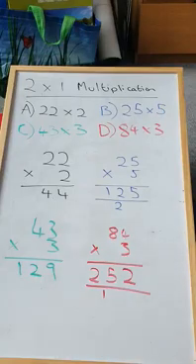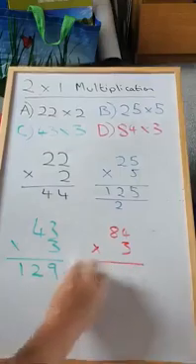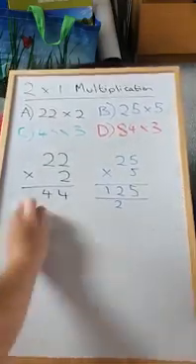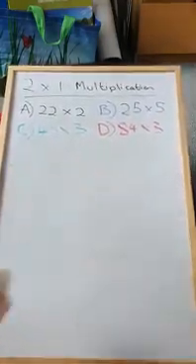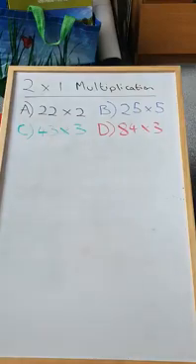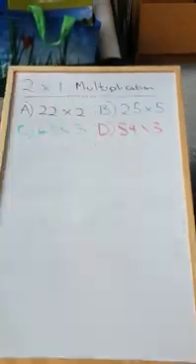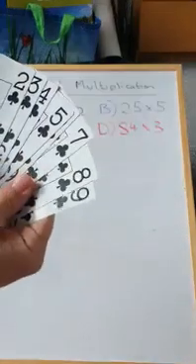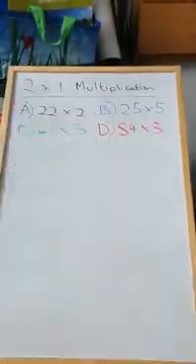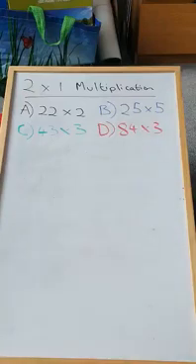I'm going to quickly show you the extension for that activity. The extension for that, we have our trusty cards again. So I've got 2 sets. We've got a set of 1 to 9 in diamonds, and we've also got a set of 1 to 9 in clubs. And what I'm going to do is mix those up, and I'm going to pull out 3 random cards, and that's going to create my sum.